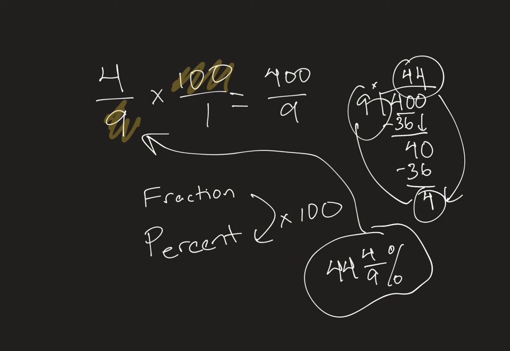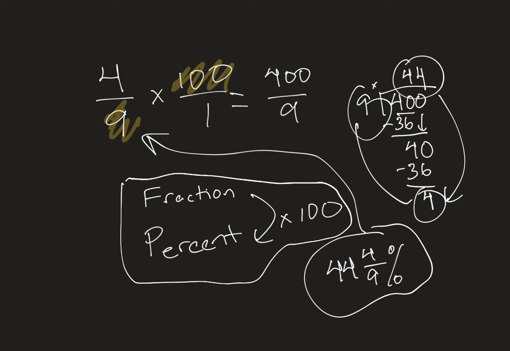Okay, let's look at one more example. What do we do? Times the fraction by 100. 2 and 7/15. We're going to change that to a percent. What's the rule, Libby, of how we can change anything into a percent?